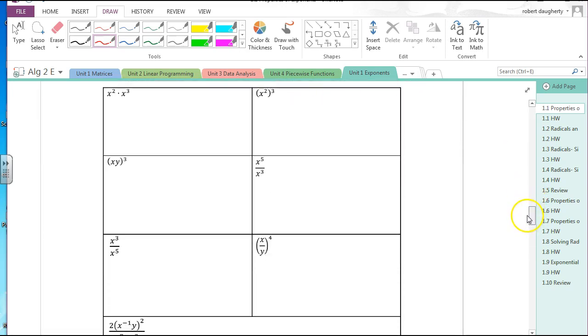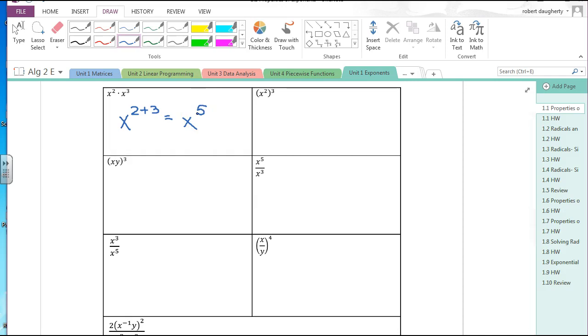So let's start applying some of these rules. I want to simplify these, and in my simplification, I never want negative exponents in my answer. X squared times x cubed. What do I do with these exponents? This is x to the 2 plus 3, which is what? X to the 5th.